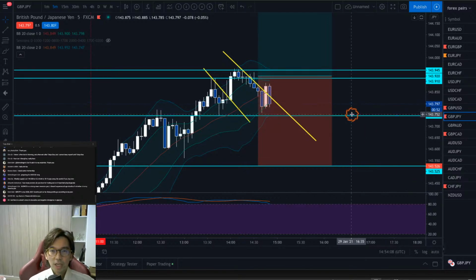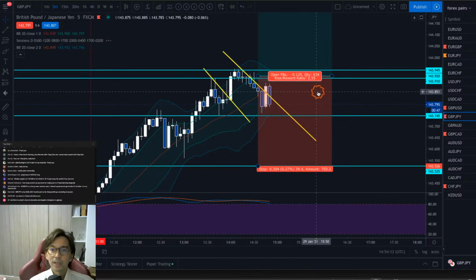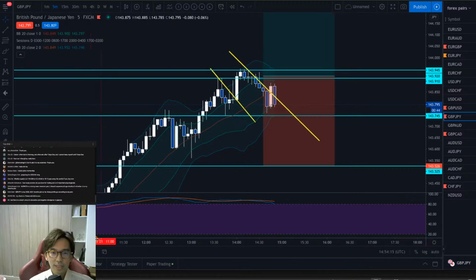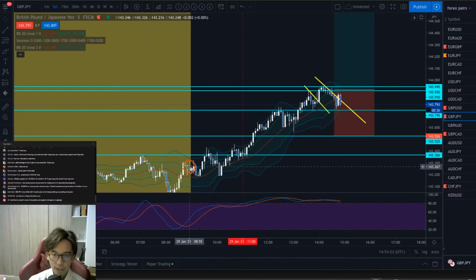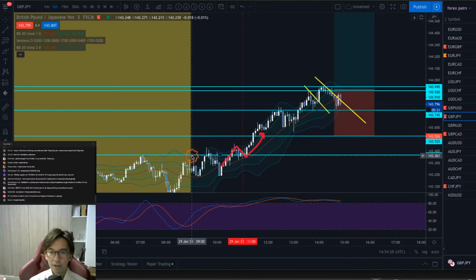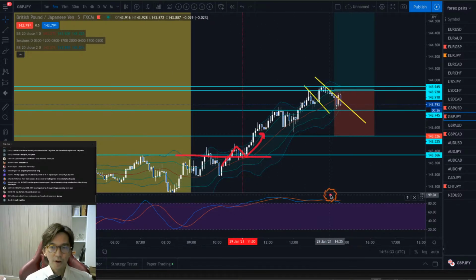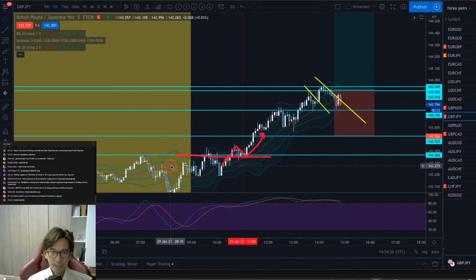So here is GBPJPY, and we can use the Tokyo Box breakout too. The Tokyo Box ended over here. Tokyo Box high was at this level, and it broke upwards and still goes up this way. Now it's too far from the Tokyo Box high, so this is not a good timing to use the Tokyo Box breakout as one of the confirmations.